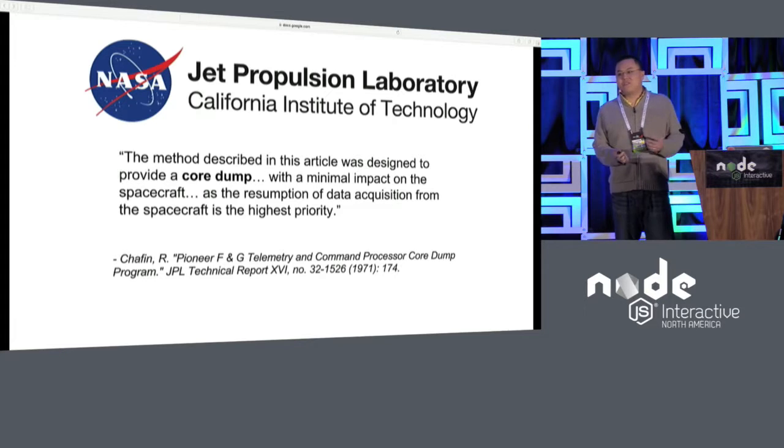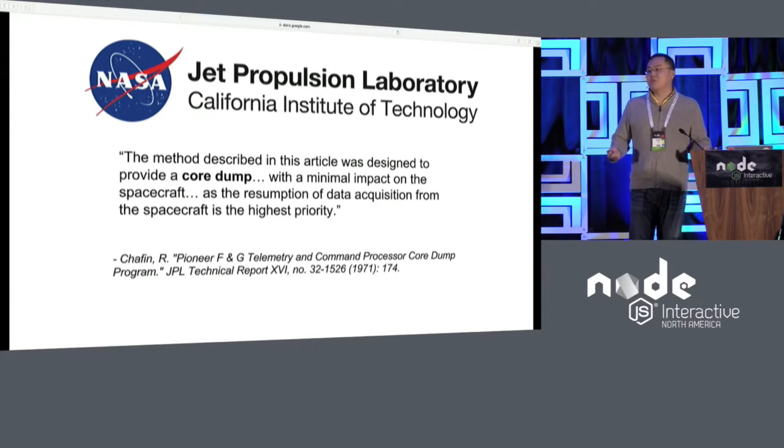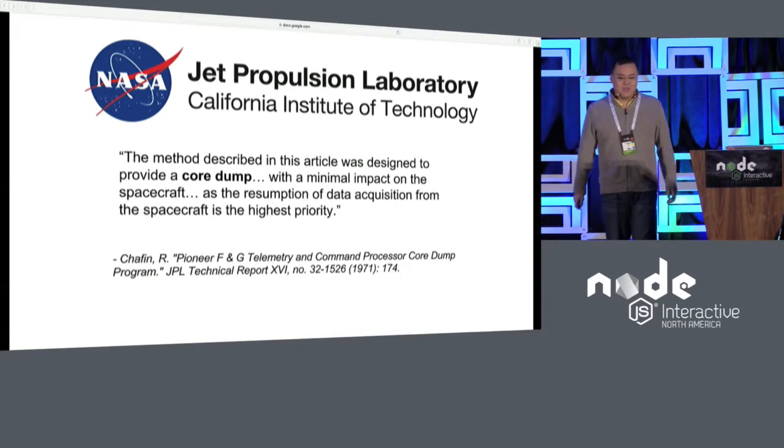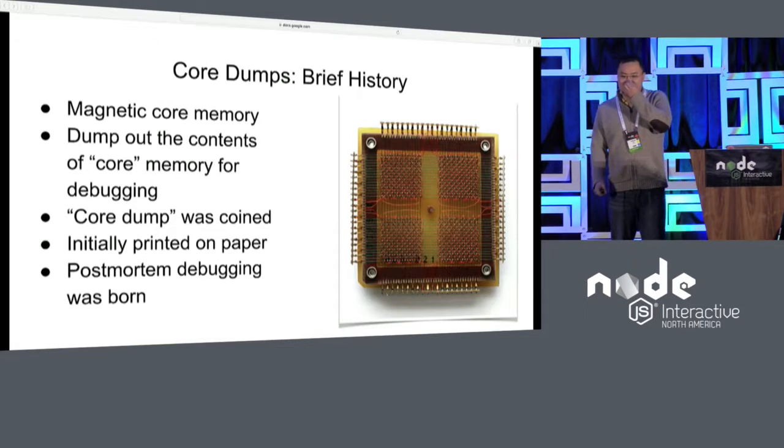Because again, you only fly past Pluto or Jupiter or Saturn once, and you want to make sure that your uptime is always there to capture all the data. This is very similar to what most of you probably have problems with in your production environments, because you have customers you have to serve and you want to do the same thing. But a little bit more about core dumps first.